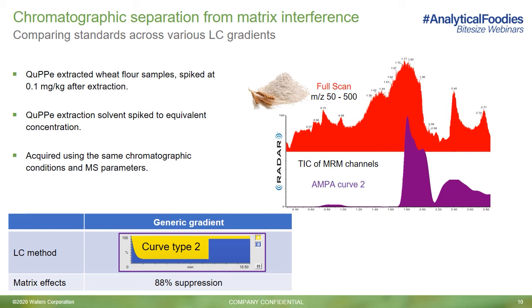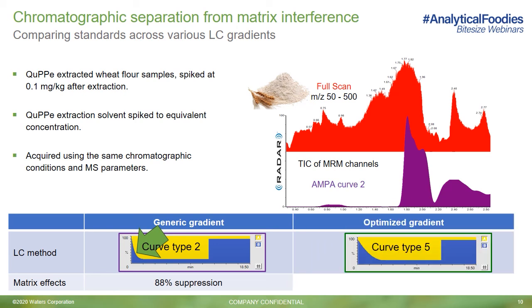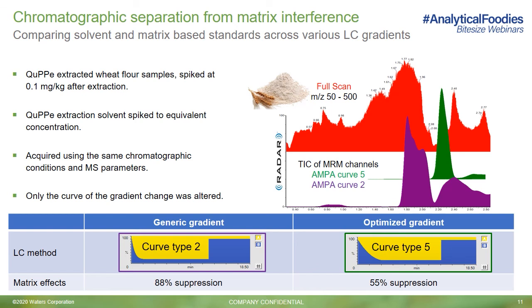So instead of applying a steep change to the gradient within the first 2 minutes, what would happen if we alter this gradient ramp? Well, as you can see, we can improve AMPA's peak shape and response. We can achieve increased retention and reduce ion suppression by more than 30%. This was simply achieved by setting a more shallow gradient curve in the LC method, which allows AMPA increased ionization efficiency in the MS source as it is competing with less interferences.